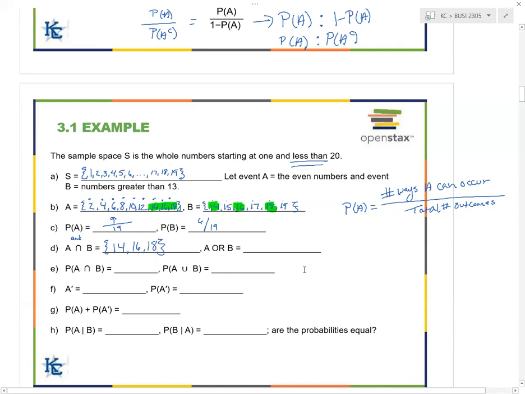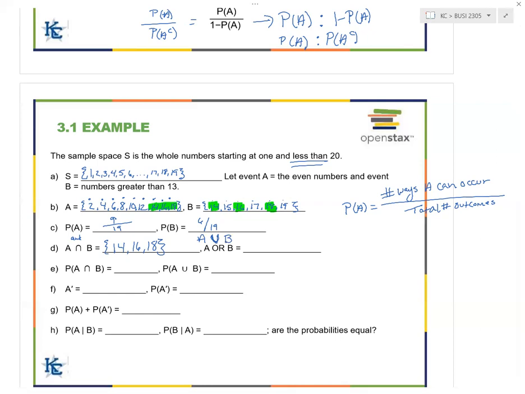So A or B. And so the word or, remember that the word or is a union. Okay, that's a union. So A or B means a union. So that's the probability of A or B, is one way it could be represented.